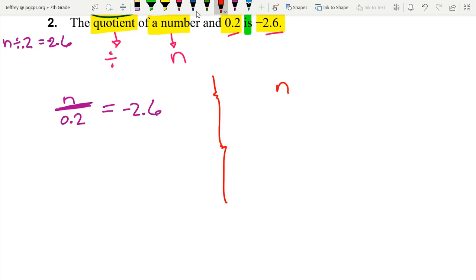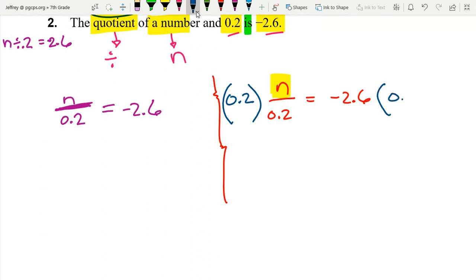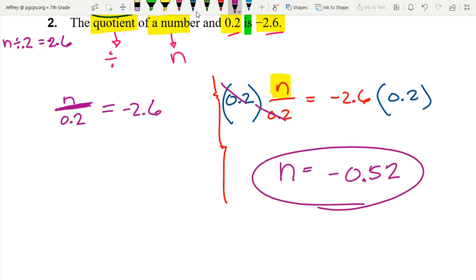Now let's solve it. So n over 0.2 or 2/10 is equal to negative 2.6. Again, we need to isolate the variable and undo division by using multiplication. So we multiply by 0.2, and on the other side we multiply by 0.2. This simplifies to just n is equal to, negative times a positive is a negative, 2.6 times 0.2 or 2/10, which will give you negative 0.52 or 52 hundredths. And you are done.